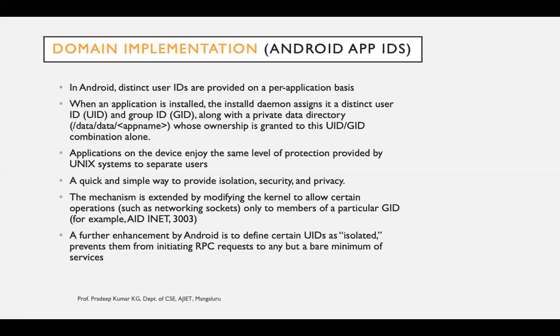The same thing in Android is to define certain UIDs as isolated, which prevents them from initiating RPC requests to any but a bare minimum of services. So by making that force stop, you are isolating the particular application. This is the level of protection in the Android operating system, coming to the Android mechanism. We have discussed different levels of protection, or rings of protection, with respect to the domain specific, that is, Android.